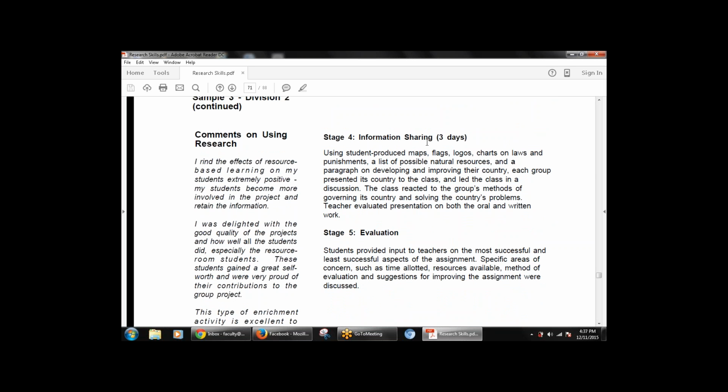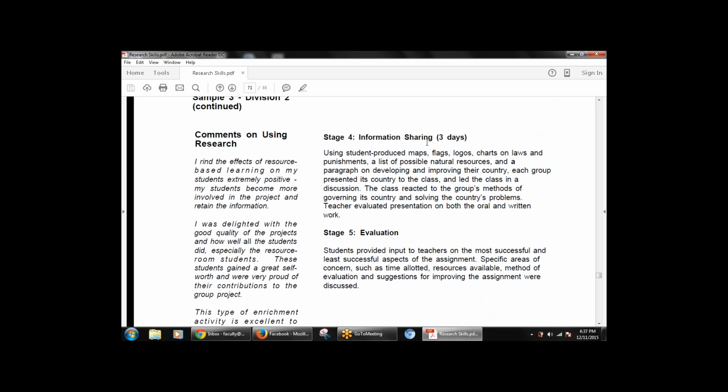That is how they share the information. That is using the maps the students produce. Whatever the students produce, the maps, flags, logos, charts, and anything that is used, is shared among the various persons, among the various groups, among the various students. And the class reacted to the group's methods of governing its country and solving the country's problems.